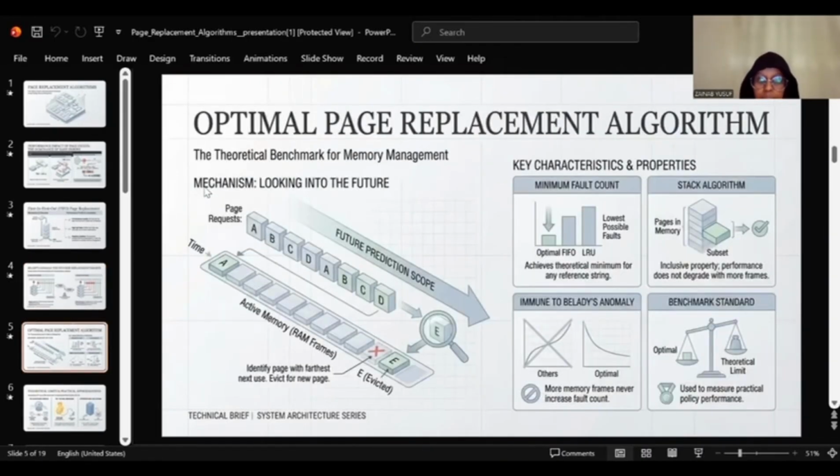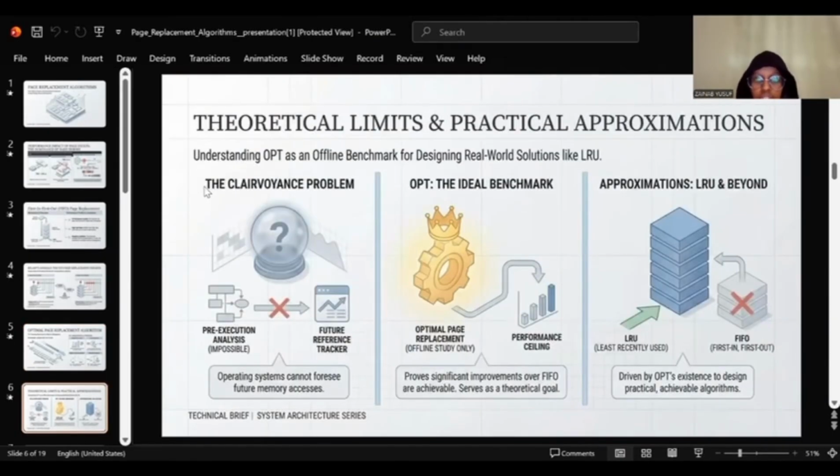The optimal page replacement algorithm. The OPT is the theoretical best algorithm. It always evicts the page that will not be used for the longest time in the future. It gives the lowest possible fault count and is immune to Belady's anomaly. But it is impossible to implement directly because the operating system cannot see the future, so OPT is mainly used as a benchmark.